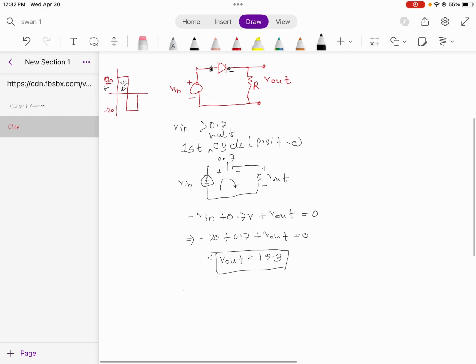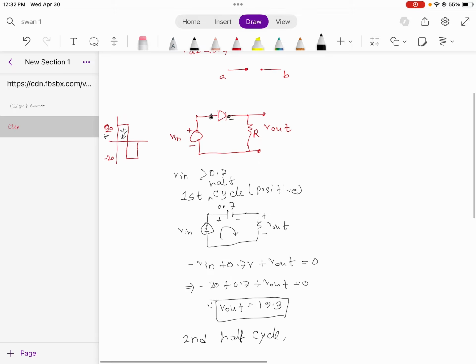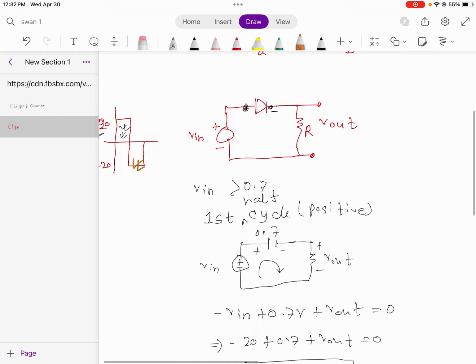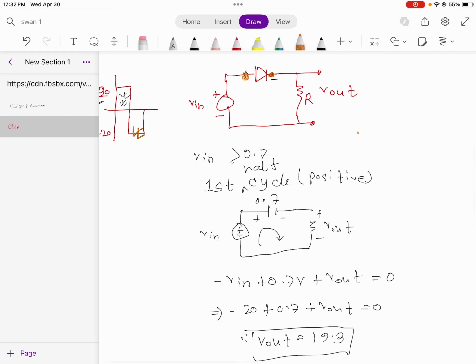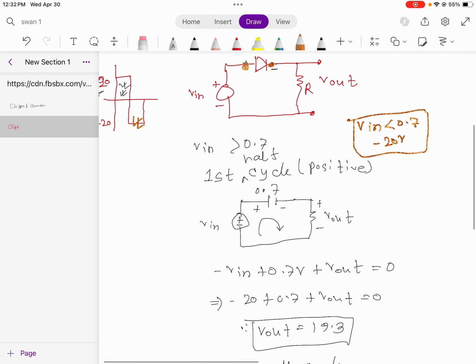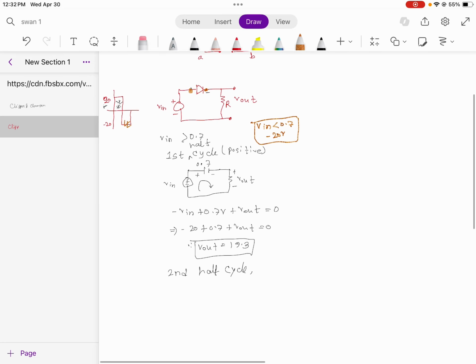In the second half cycle, we'll work on this portion. The voltage is negative 20 volt. When we apply this voltage corresponding to this diode position, we can see there is a negative voltage, which is less than minus 0.7 volt, in fact minus 20 volt. So in this condition, our diode will not conduct and works as an open circuit. The circuit will look like there is an input voltage, and instead of the diode there will be an open circuit, and there is an output. Since there is no current passing through this resistance, the output voltage will be 0 for the second half cycle.